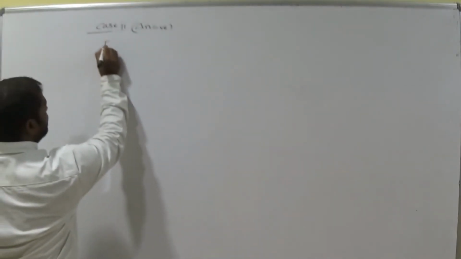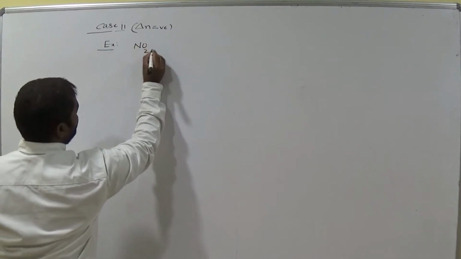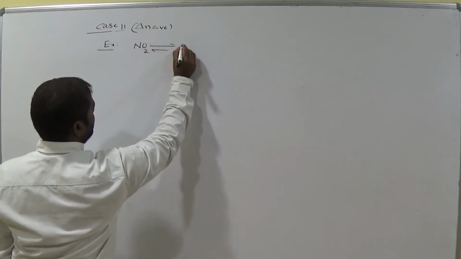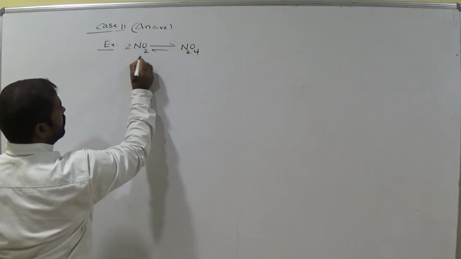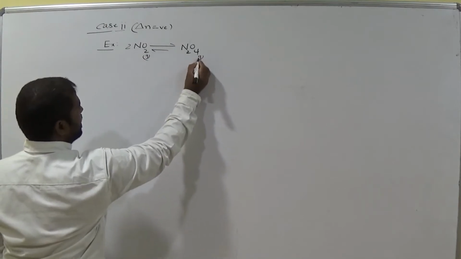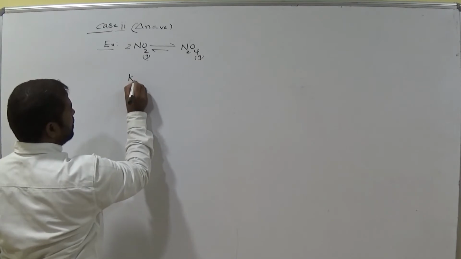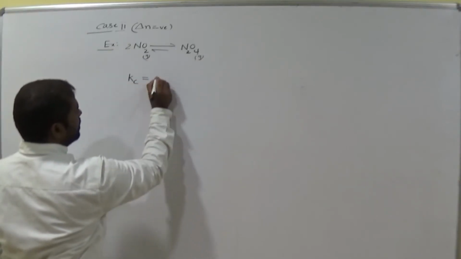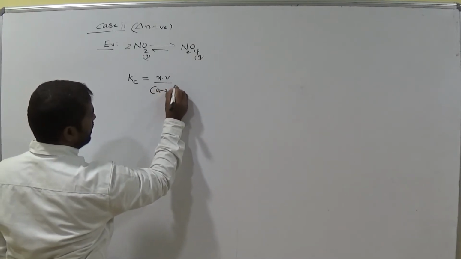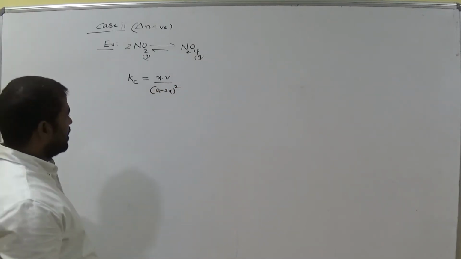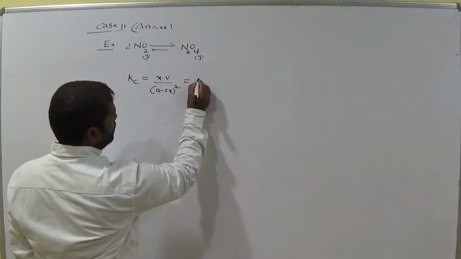Example, 2 NO2 reversible 2 N2O4. Here it is a gaseous equilibrium reaction. So for this reaction, Kc is equal to x into V divided by A minus 2x, whole square. We already got this equation yesterday. That equals Q also, am I right?